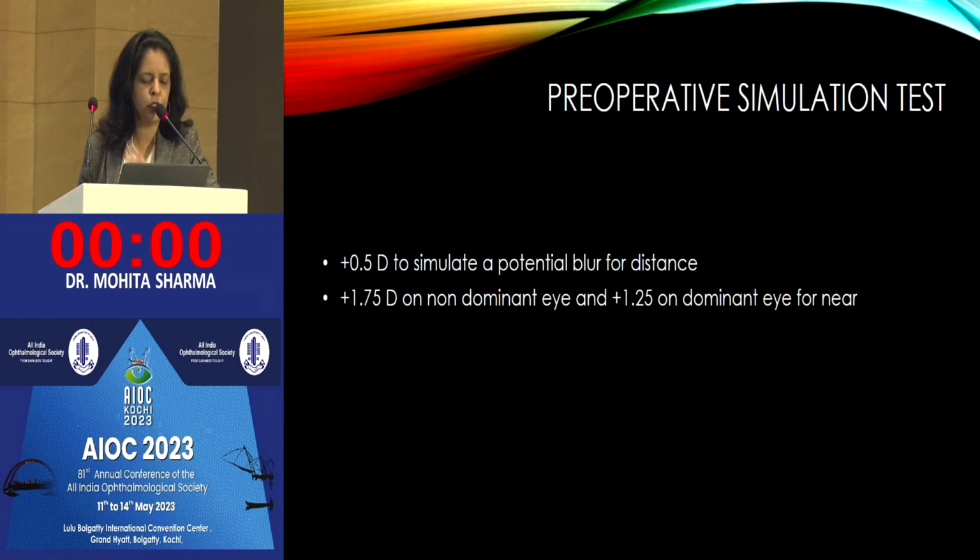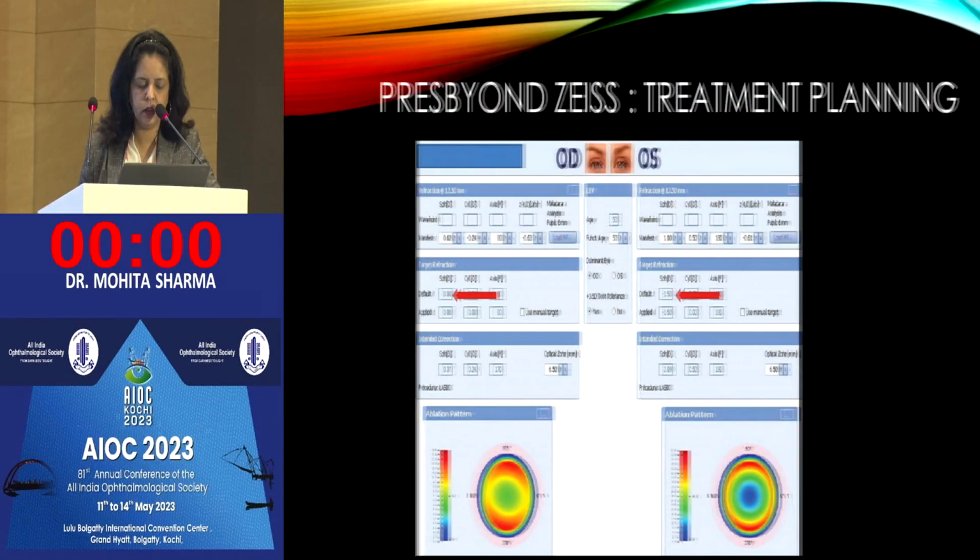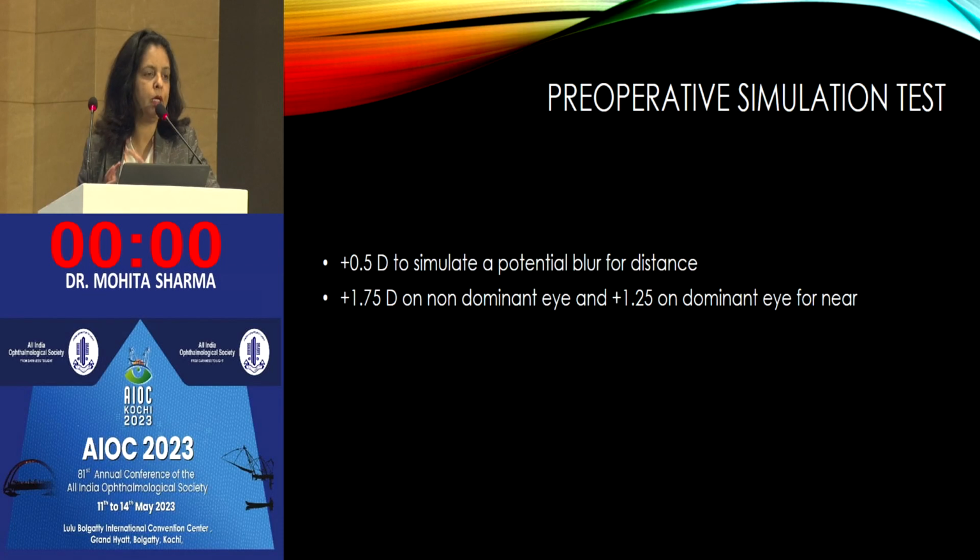In myopes, what is planned is generally a unilateral treatment, which means the dominant eye is made good for distance, and only a plain LASIK may be done. And in the non-dominant eye, a regular treatment is done, so it's made good for near.